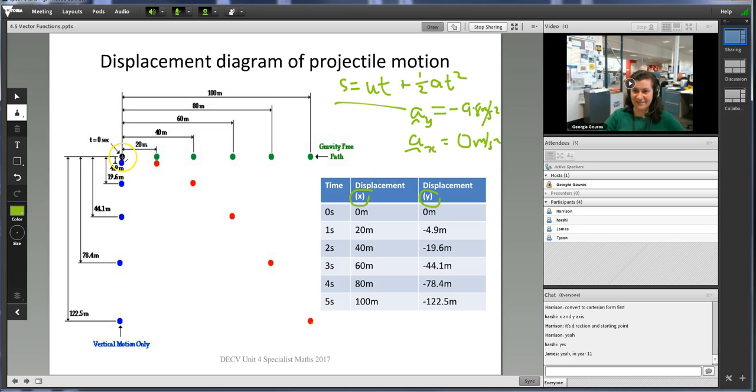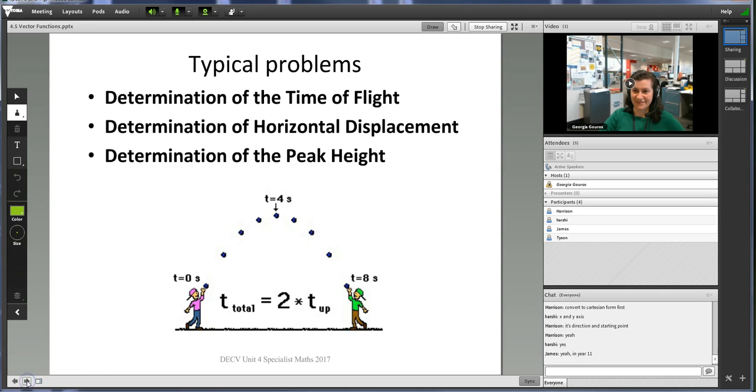So this is the cannonball, I think. I don't know. Is it the cannonball? So the cannonball has this motion here as it's being launched.